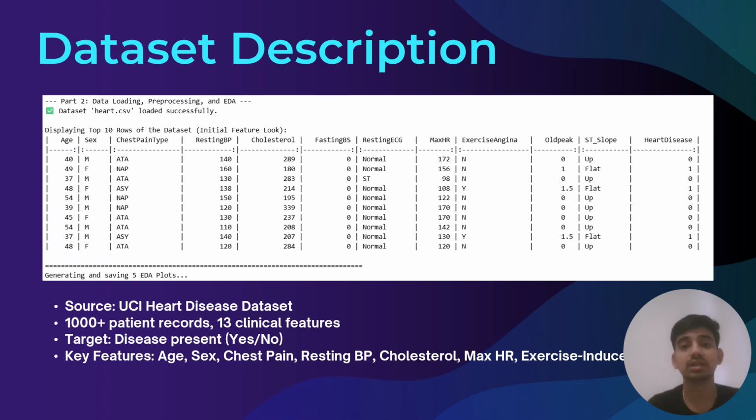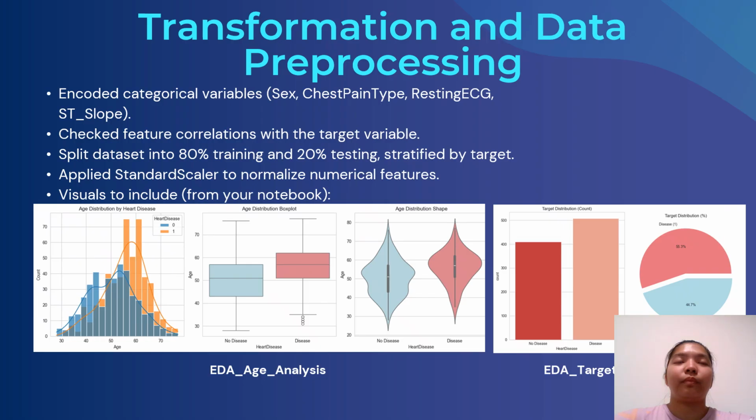What makes this dataset particularly useful is its mix of categorical and numerical features, which allowed us to test different algorithms and see how they handle various types of data. Let's proceed to transformation and data preprocessing. Before we could train our models, we needed to clean and prepare the dataset.